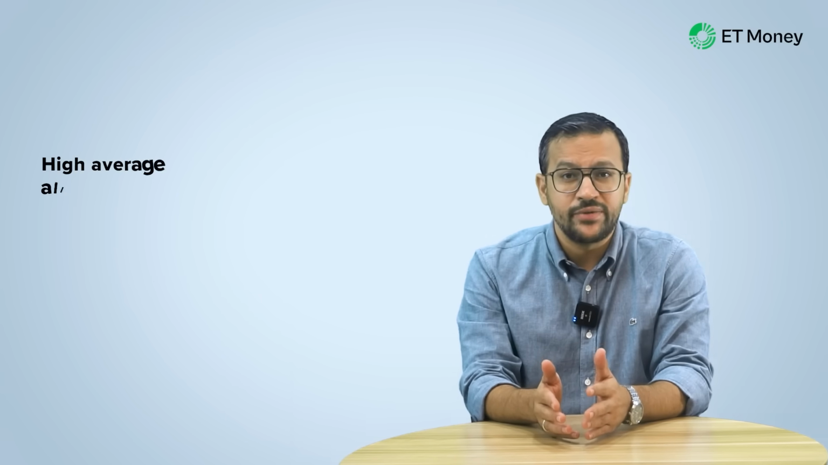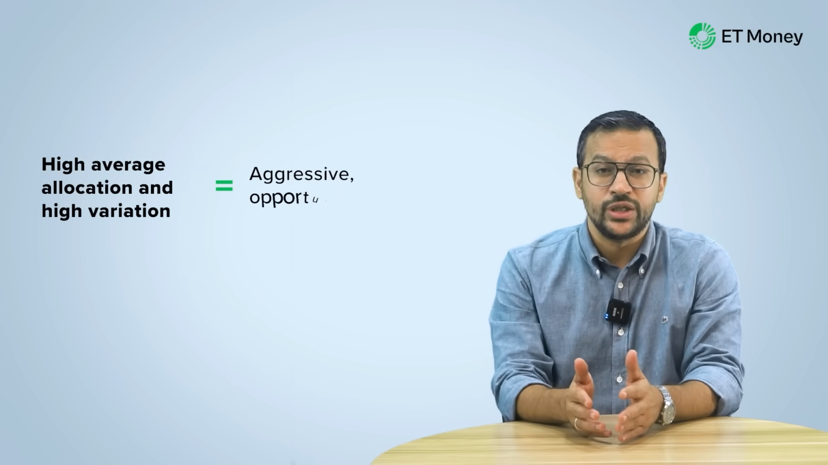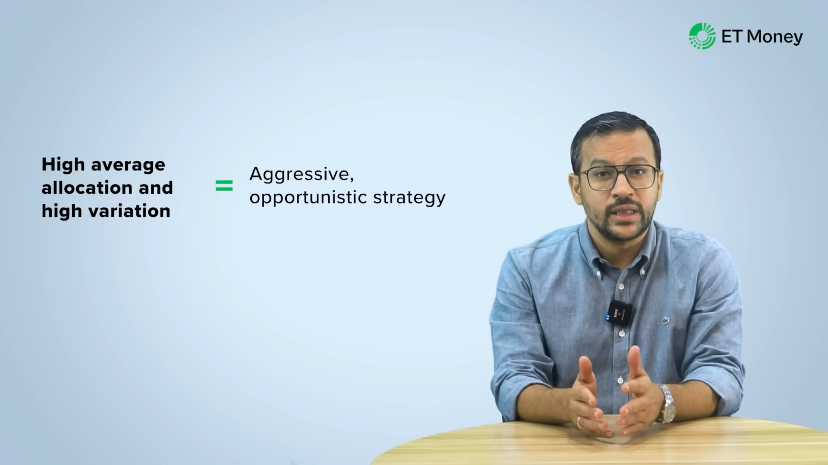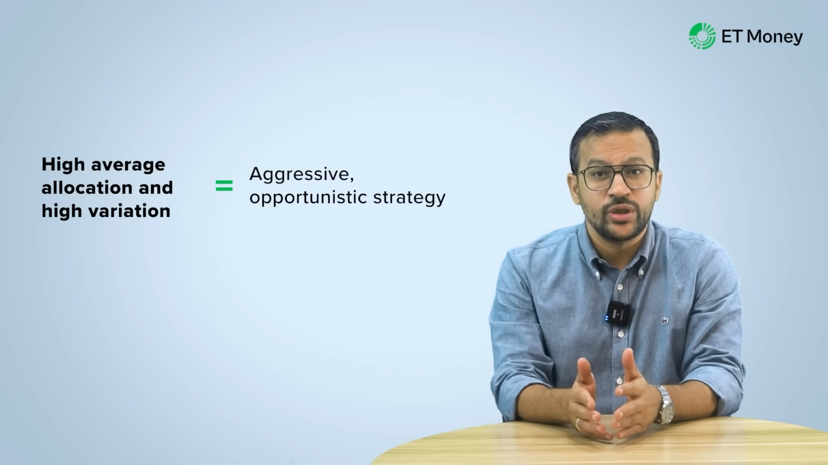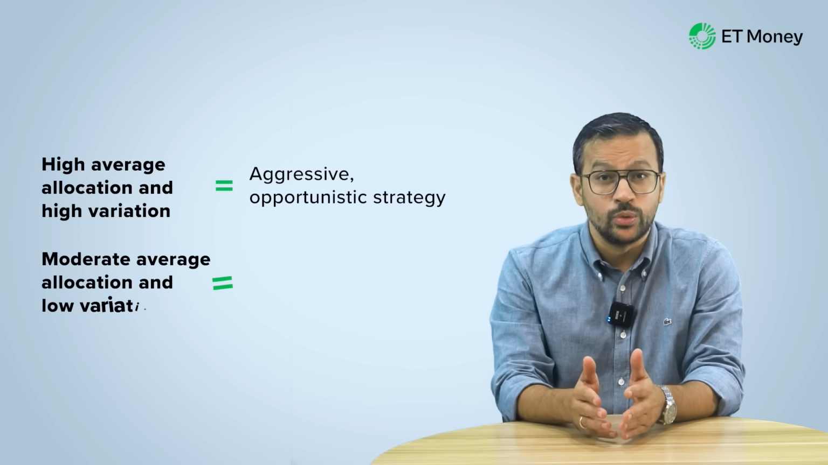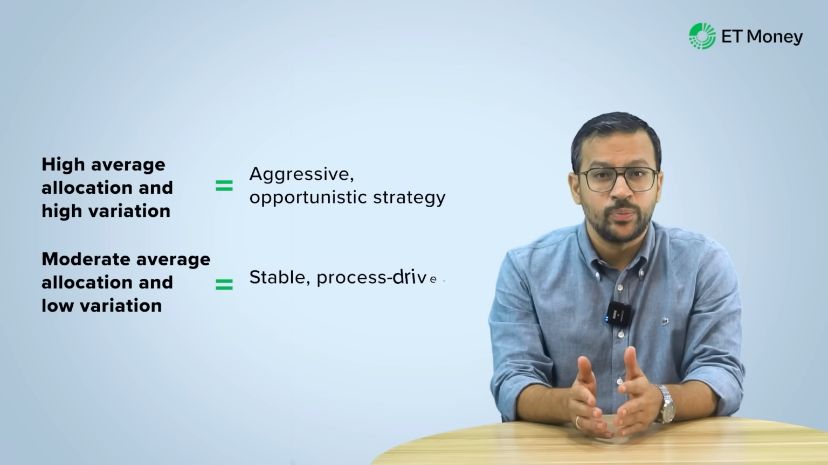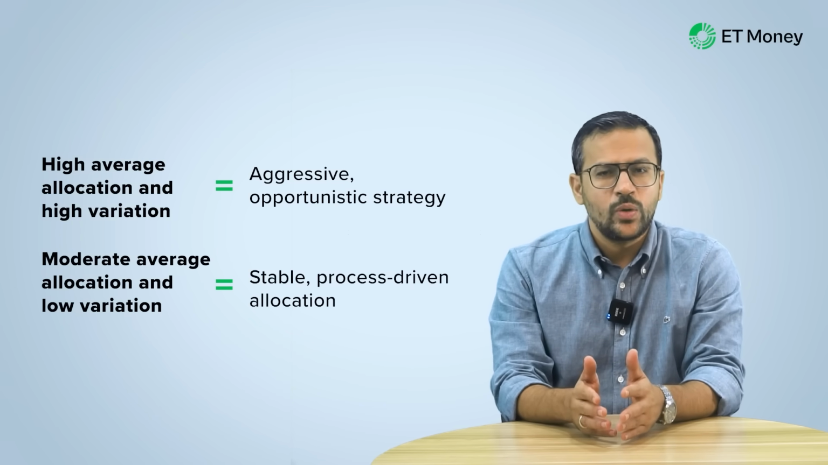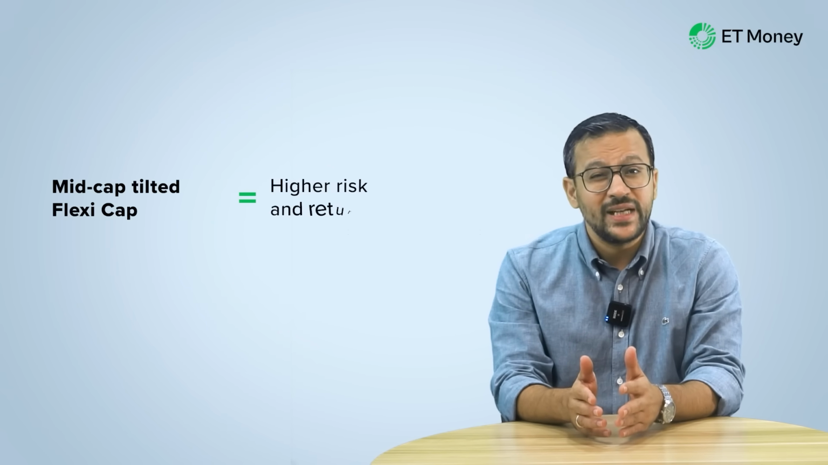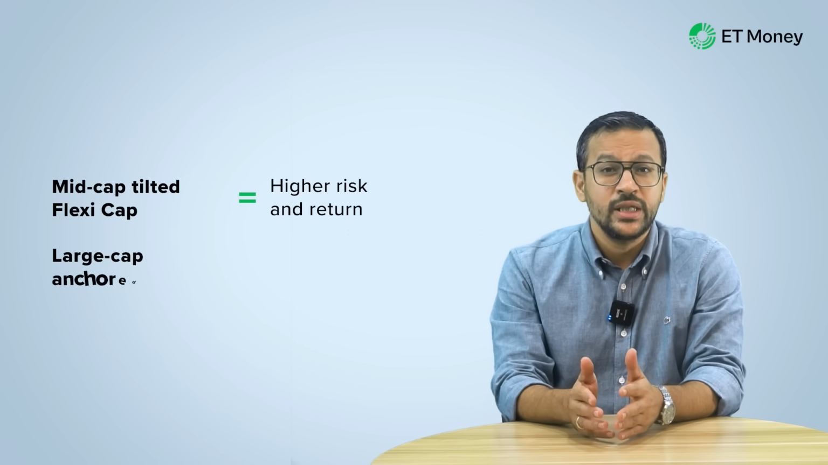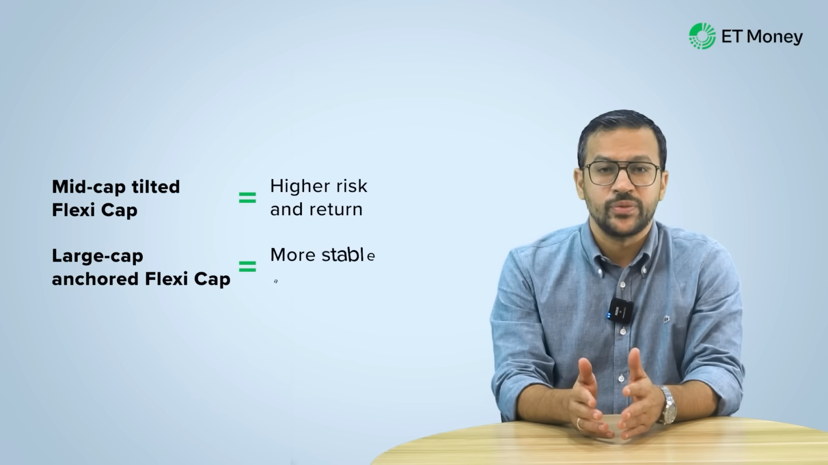and predictability. So, to sum it up, if a fund has higher average allocation or a higher variation, you can consider it as an aggressive or opportunistic scheme. On the other hand, if the average allocation is moderate and the variation is low, it indicates a more stable and process-driven allocation. Now, understanding this behavior is essential because a FlexiCap fund that consistently behaves like a mid-cap fund carries very different risk-return characteristics than one that stays anchored in large caps.